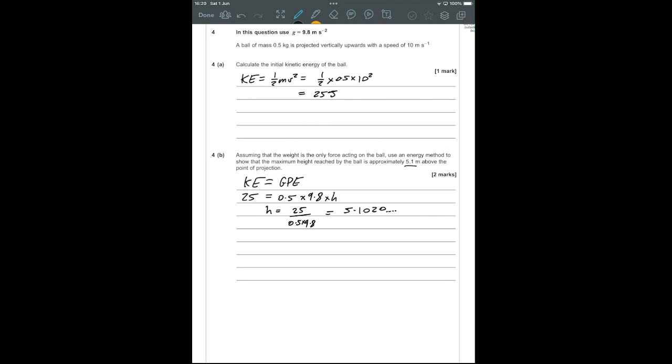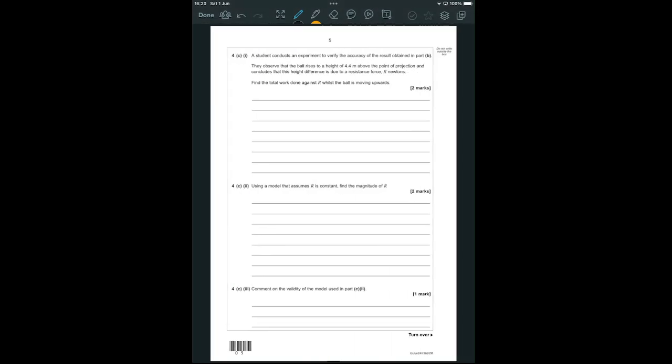5.102, etc. Again, because it was a show that question, I'm going to make it really obvious that I haven't just written down the answer that they've told me. I'm going to write down more accuracy first. It does continue.